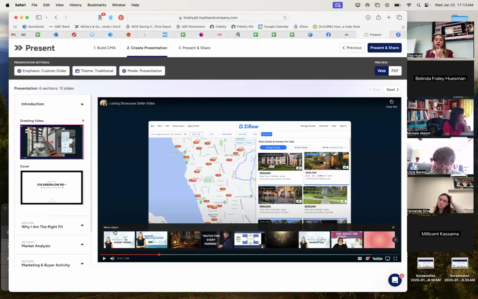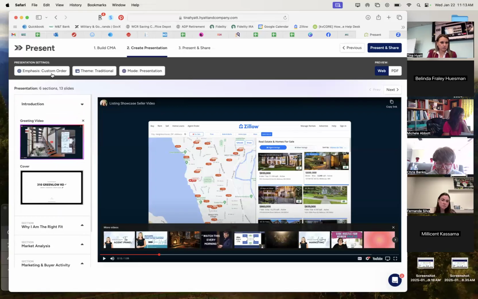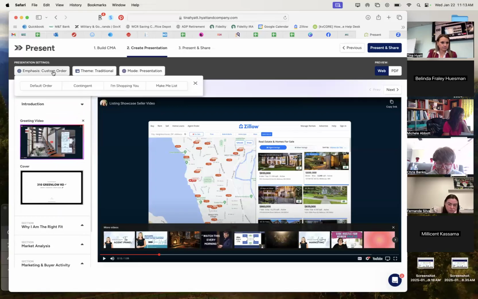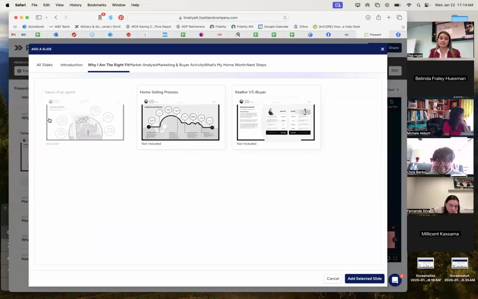You can do that as well. So you're going to go to custom order. I think I added a slide. When you go in here, you can click add slides. So this value of an agent, that slide looks different.